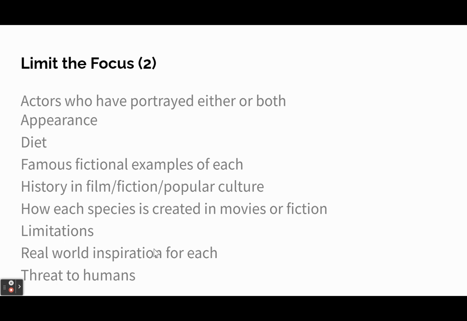I can talk about how each species is created in movies or fiction. I can talk about the limitations that each species has. Perhaps each species has a real world inspiration, and I can talk about the threats that each pose to humanity.